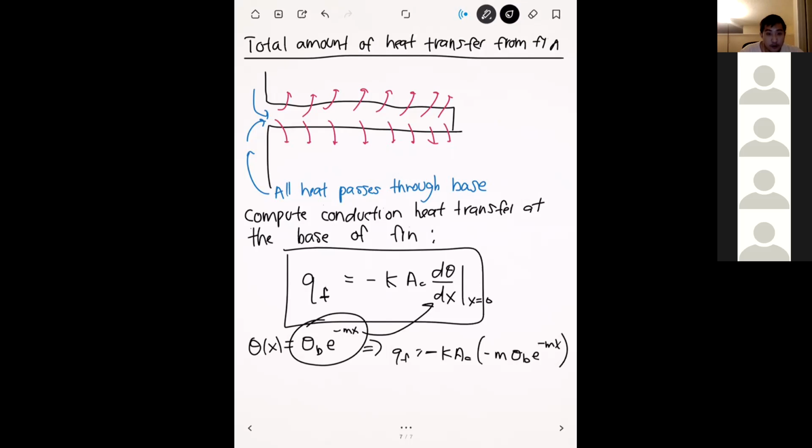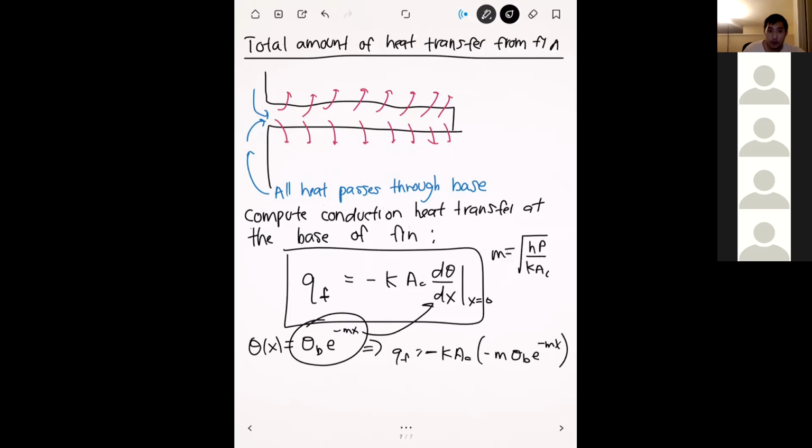And if you remember, m here was a combination of all the thermal properties of our fin, right? So m was equal to the square root of hP over kAc, where h is our convection coefficient, P is our perimeter around the fin, k is our thermal conductivity, and Ac is the cross-sectional area.